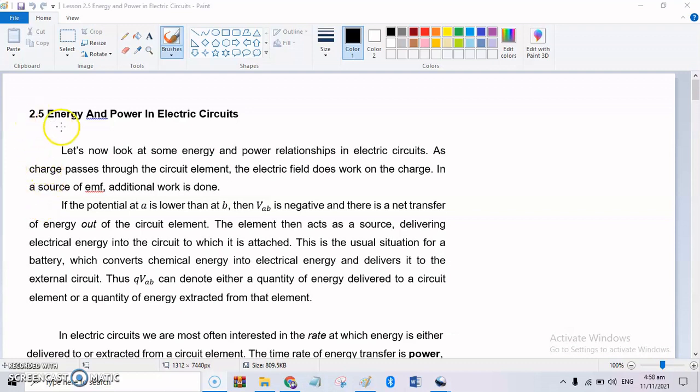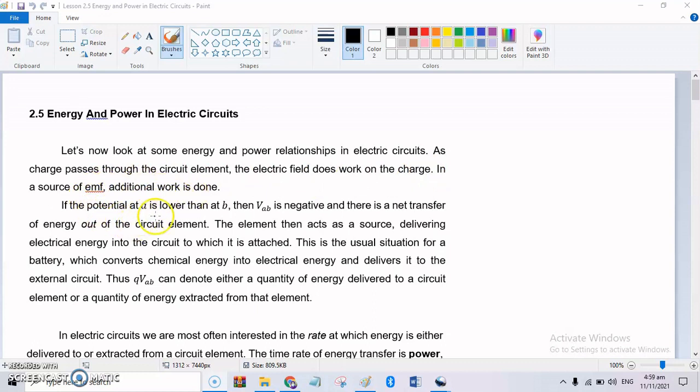For Lesson 2.5, Energy and Power in Electric Circuits. Let's now look at some energy and power relationships in electric circuits. As charge passes through the circuit element, the electric field does work on the charge. In a source of EMF, additional work is done.